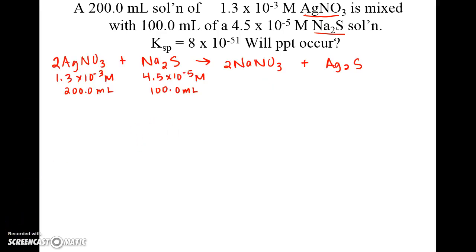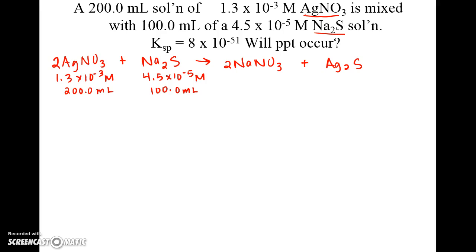So we're going to look for this balanced reaction between silver nitrate and sodium sulfide, which I've put up here now. We have silver nitrate plus sodium sulfide, and we're going to put the silver with the sulfide, Ag2S, and the sodium with the nitrate, NaNO3. I'm going to go ahead and balance it: 2 Ag, 2 Na, and two nitrates. Then I put this data down: 1.3 times 10 to the minus third molar AgNO3 in 200 milliliters of solution, and 4.5 times 10 to the minus 5 molar Na2S in 100 milliliters of solution.